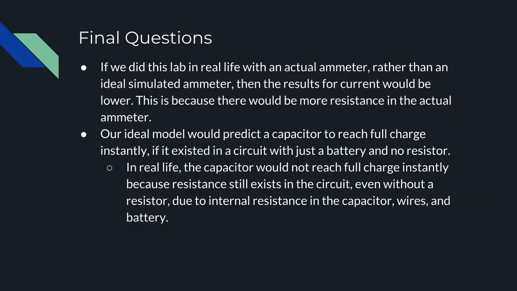If we did this lab in real life with an actual ammeter rather than an ideal simulated ammeter, then the results for current would be lower. This is because there would be more resistance in the actual ammeter. Our ideal model would predict a capacitor to reach full charge instantly if it existed in a circuit with just a battery and no resistor. In real life, the capacitor would not reach full charge instantly because resistance still exists in the circuit even if there's no real resistor.